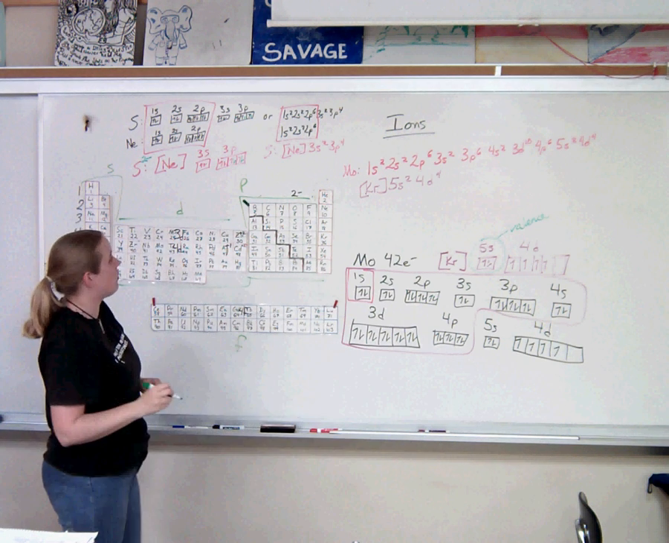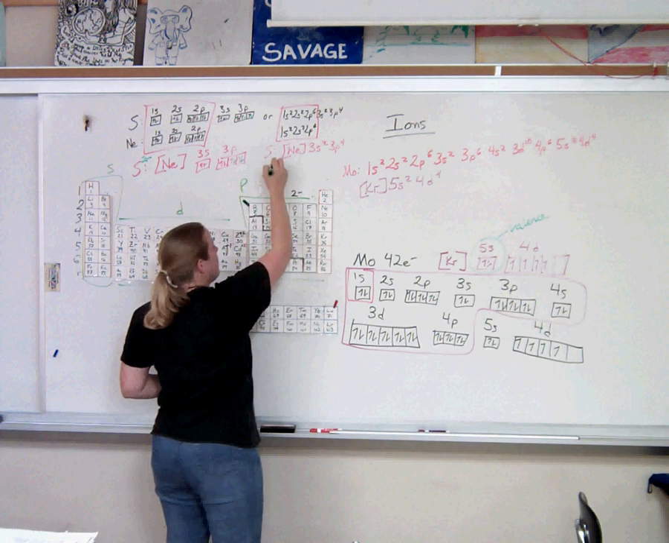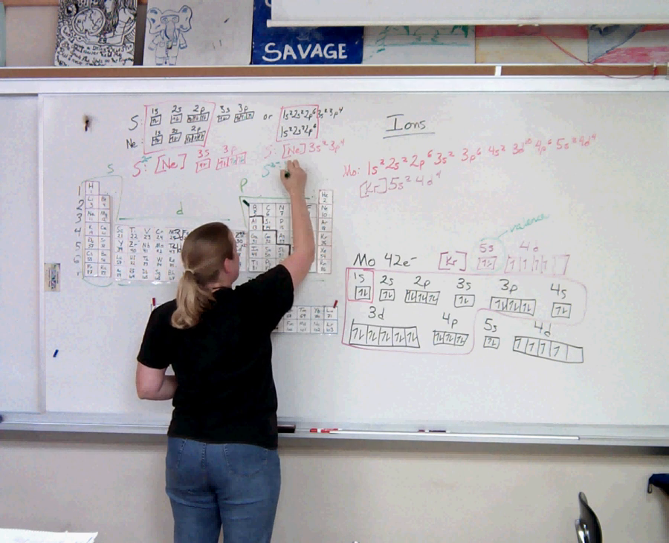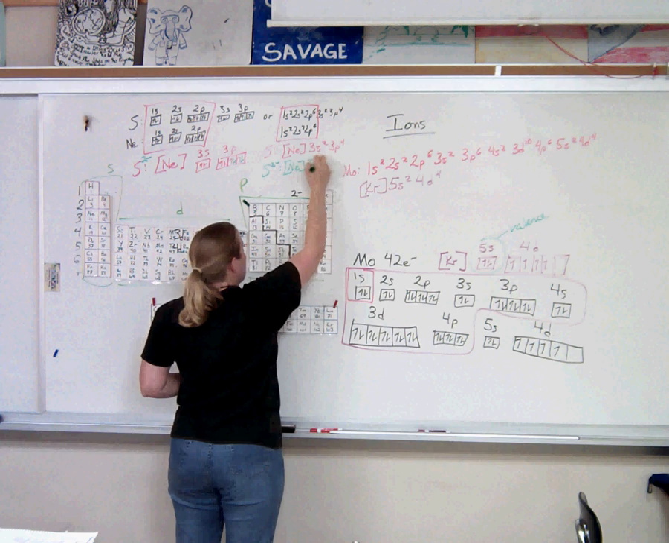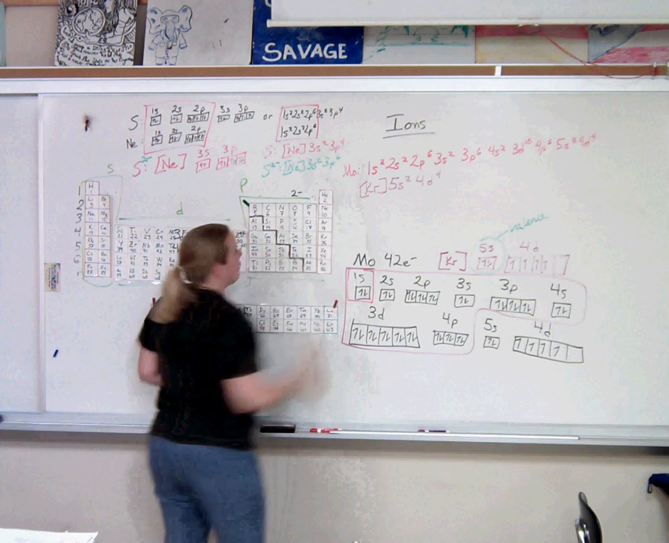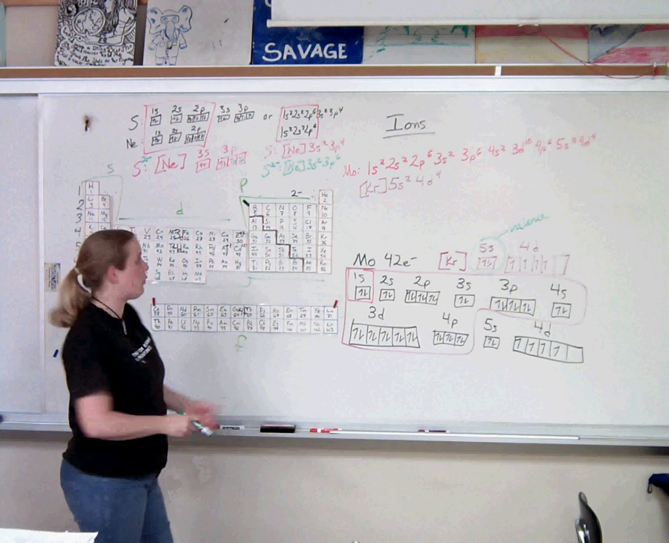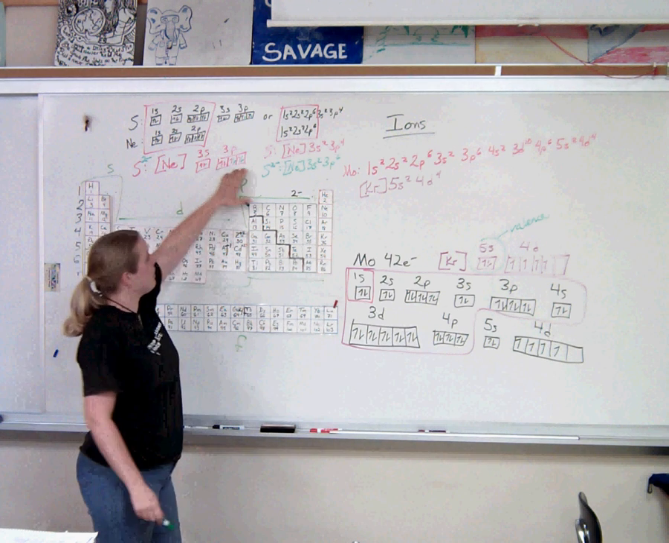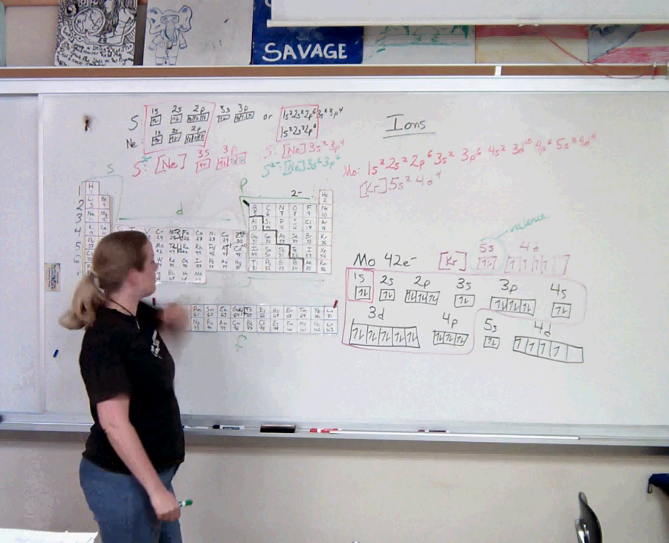So we also could have sulfur, the ion over here, as far as the electron configuration is concerned, so neon. And now we have 6 in our 3p as opposed to just 4. So that's how we do ions. These guys gained electrons. Let's talk about losing electrons.